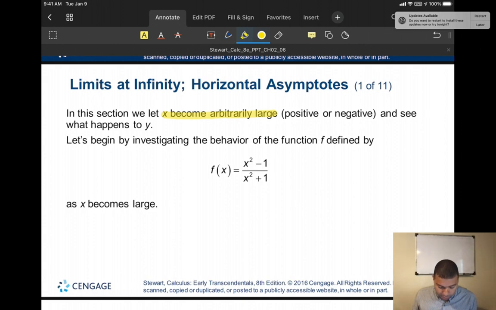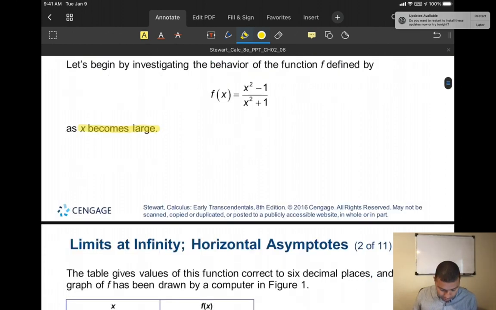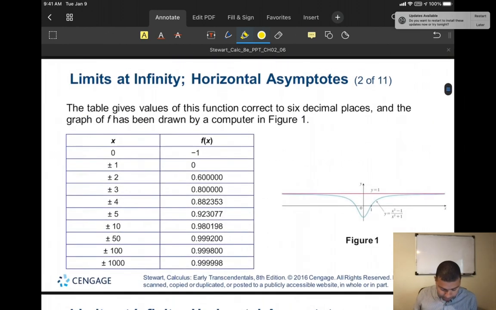So the motivation we're going to start with is looking at this function here, x squared minus 1 over x squared plus 1. And we're going to see what happens as x becomes large. The way we're going to do that is we're going to start with x values and plug them in. Actually, the book did it for us. I'll just show you the results, and you can follow along if you'd like.